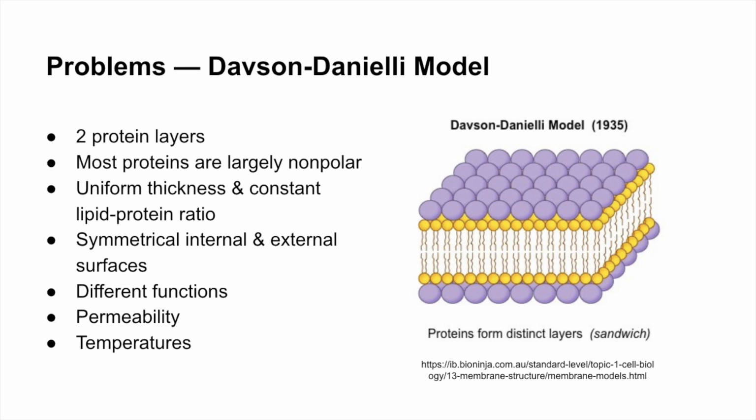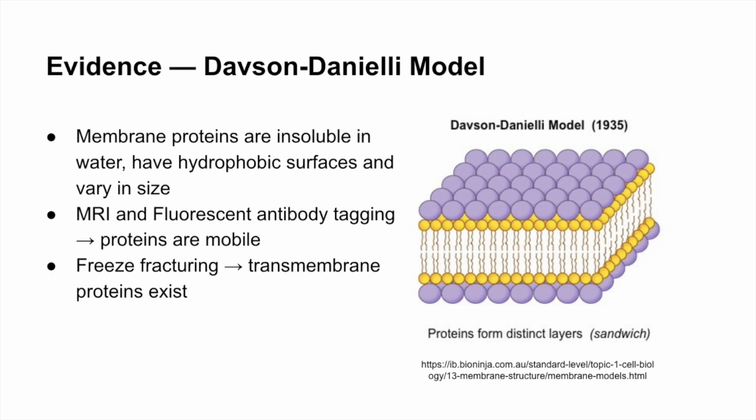Furthermore, it assumed that all membranes are identical, which didn't explain how different membranes do different functions. Additionally, this model didn't account for the permeability of certain substances. And lastly, the temperature at which membranes solidify didn't correlate with those said in the model. After gathering all of these problems, scientists concluded that a new model was needed, especially because more evidence was found that showed the Davson-Danielli model was wrong.